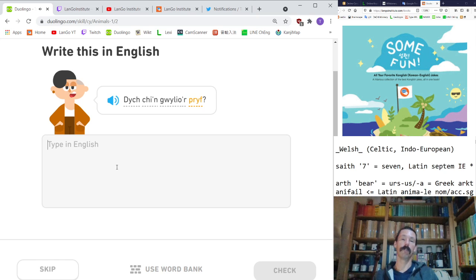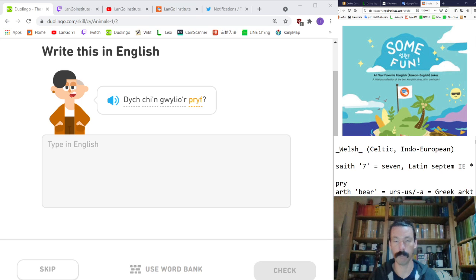Diolch chi'n gwylio'r prif. Prif. Prif insect. Y is a vowel, and F is a voiced consonant. The insect.